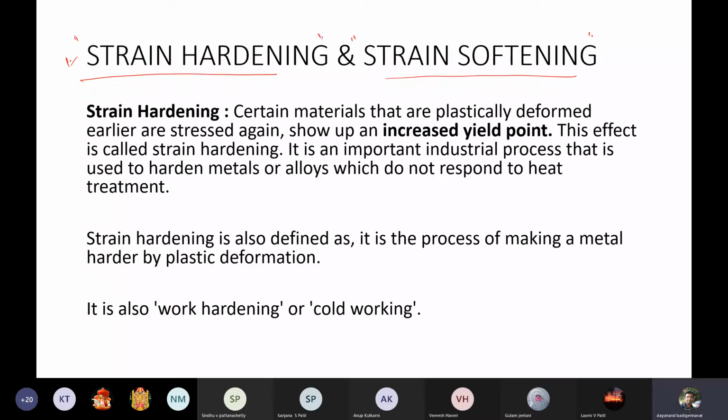Okay, what is strain hardening? Strain hardening means for certain materials that are plastically deformed, which are in a plastic phase earlier and stressed again and again, show up an increased point.